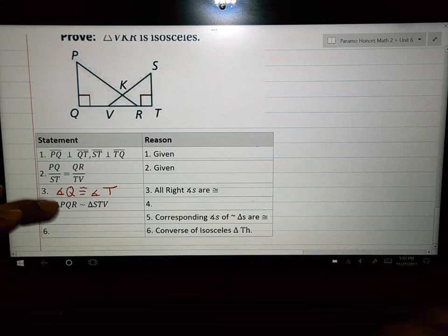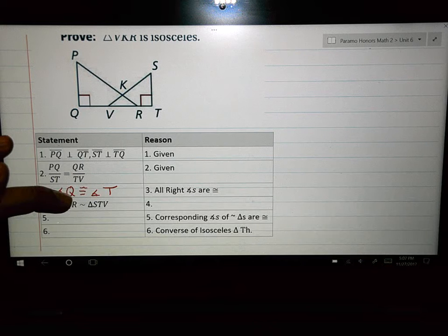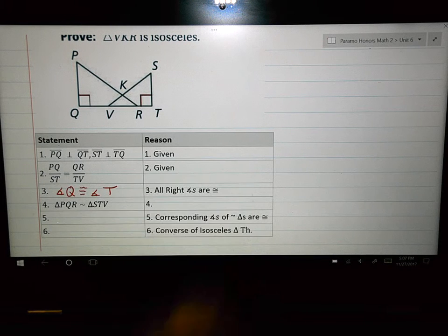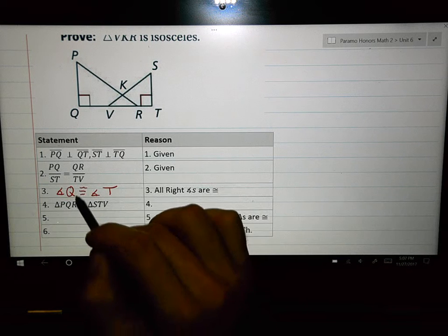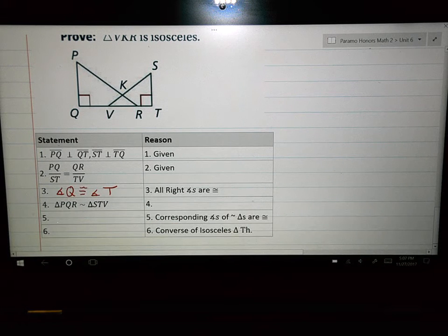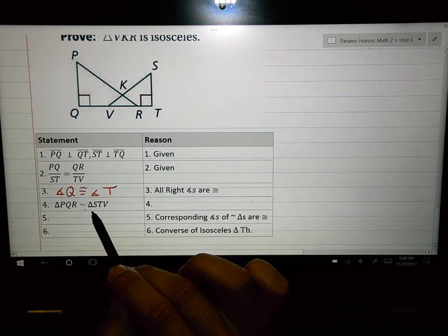Why are we doing that? Because we know that these things are perpendicular, but we need an angle. We know that these are proportional. These two sides are proportional, and now we have an angle that is congruent to each other, and it's included. This is the one that's in between the two sides that are proportional to each other. That's a hint. So, triangle PQR is similar to triangle STV.